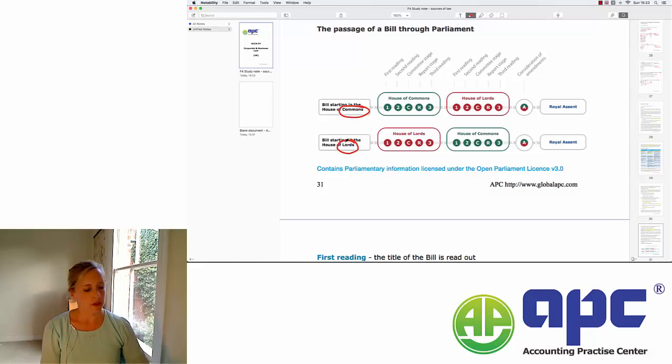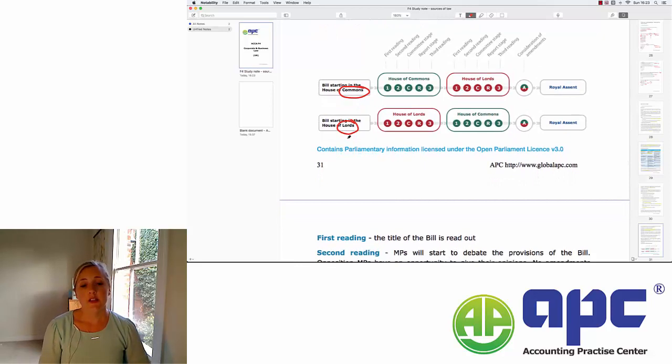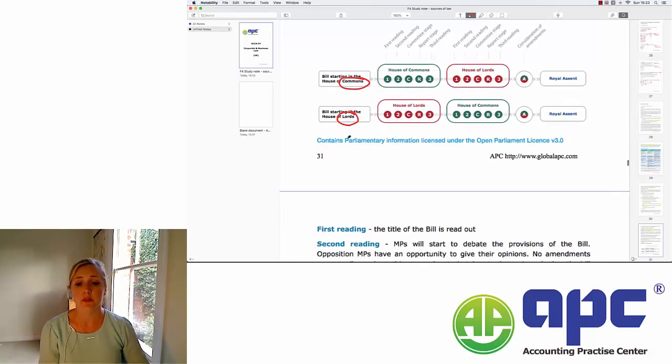So you have a first reading of the bill, which is basically when the title is read out. That's literally all that happens. Someone will stand up, read it out, and sit down again, and they'll then schedule a time for what's known as the second reading. In the second reading, the members of Parliament, in the example where the House of Commons starts the bill, will debate it. They'll have a review of all the provisions of it, and the opposition, the political party that's not in government, will have their opportunity to make any suggestions. They don't make any amendments to the bill at this stage. It's just purely debated and the comments are recorded and noted.